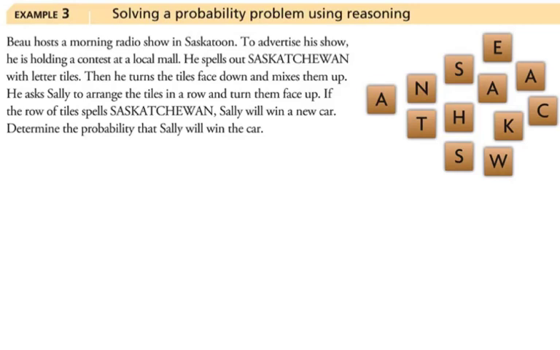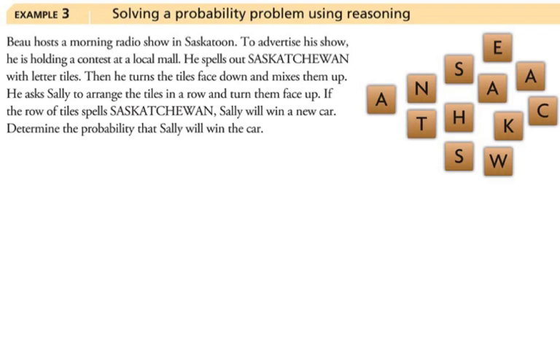So here we have one of those typical radio or television contests in which you have a completely random chance of winning the prize so long as you can do one specific thing. So Bo has these Scrabble tiles that spell out Saskatchewan. Somebody comes up, they flip them over randomly in whatever order they pick, and if they actually spell out Saskatchewan, Sally, who's playing, will win a new card.